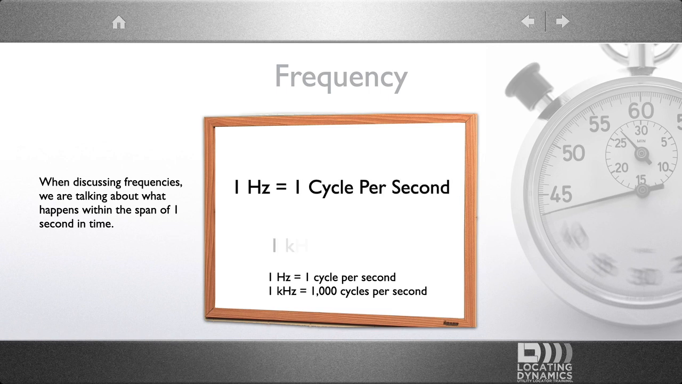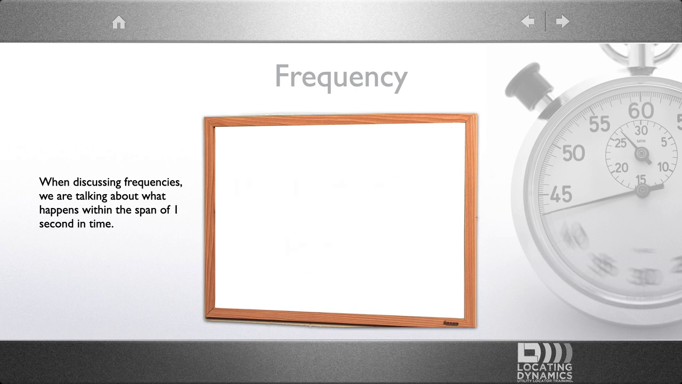When discussing frequencies, it's important to remember that we're discussing what occurs within the span of 1 second in time. Units are vital, as adding a k to the number is adding 1,000 to the number. 1 Hertz equals 1 cycle per second. 1 kilohertz equals 1,000 cycles per second, or 1,000 hertz.